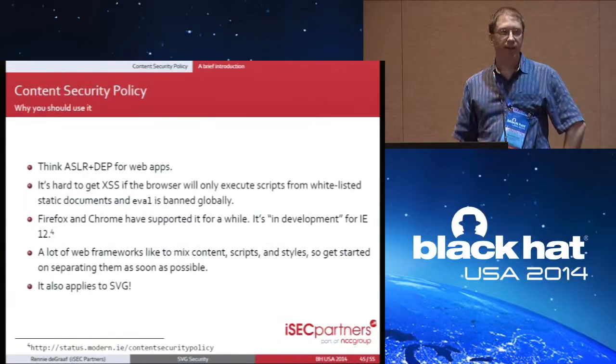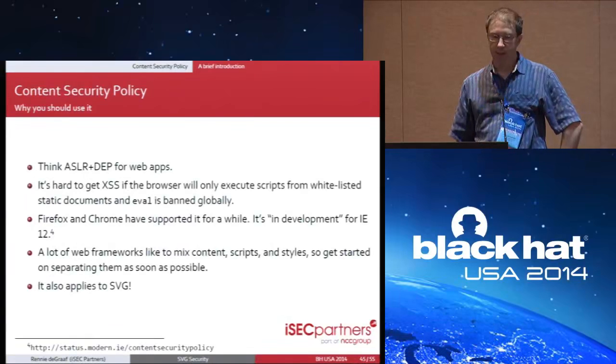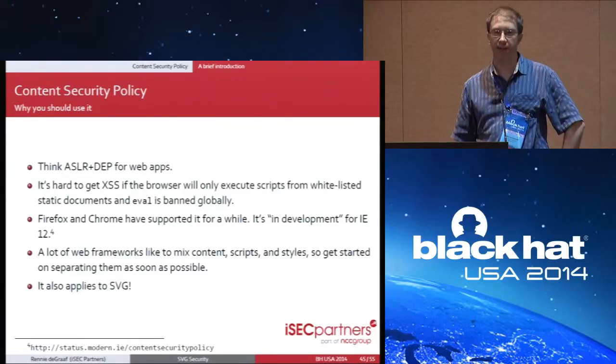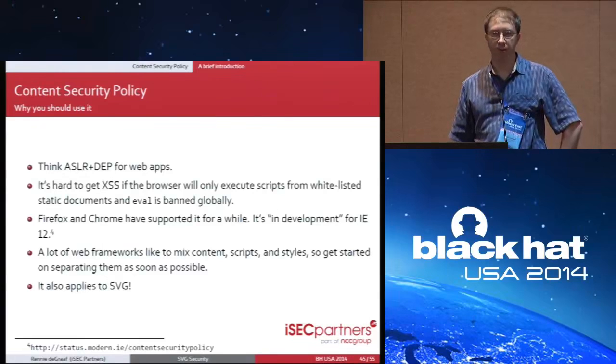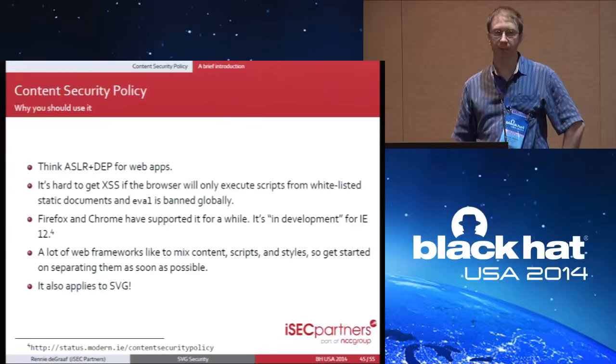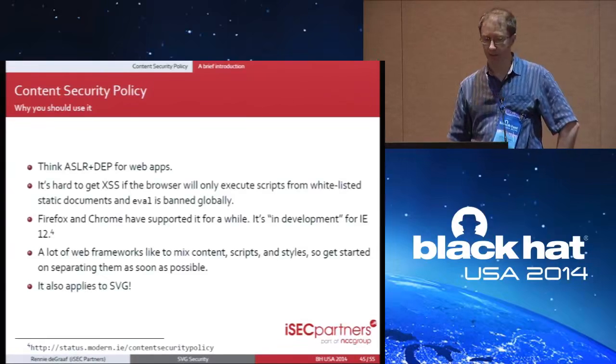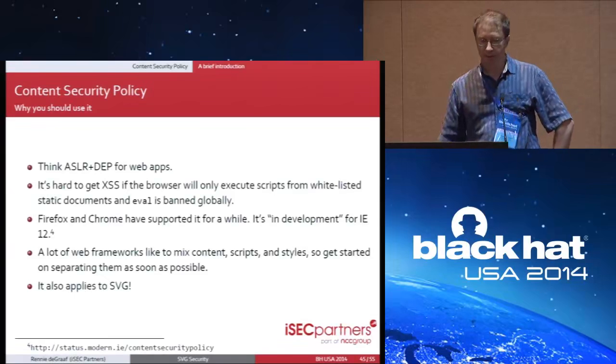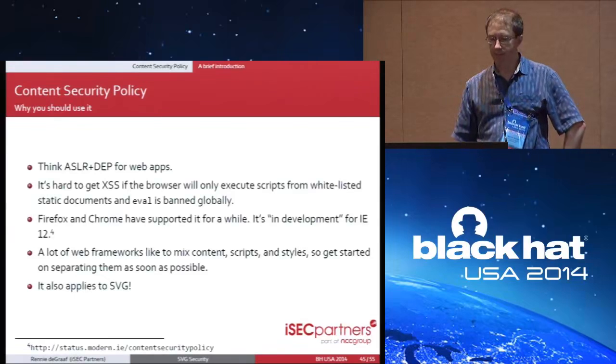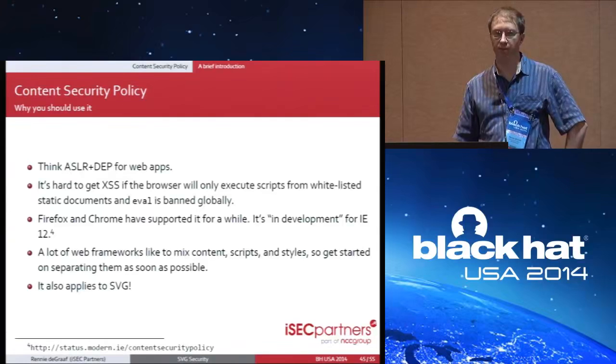So this is sort of like ASLR in depth for web apps. It's pretty hard to get XSS in your web app if you have a policy that requires you to only execute scripts from whitelisted static documents and eval is banned everywhere. I'm sure that once CSP becomes popular, somebody will find some clever way to work around it, but at the very least, it's going to make things an awful lot harder for attackers. Firefox and Chrome have supported it for a while. It's on the in development list for IE 12.